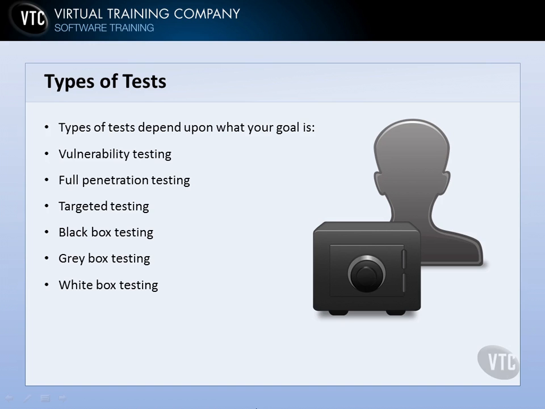So you'll hear these terms tossed around a lot in CEH classes, maybe even on the exam, in security literature, documents, and so forth, and just in the community. So it's a good idea to know what these things are and what they mean. We have vulnerability testing, full penetration testing, targeted testing, black box testing, gray box testing, and white box testing. Let's go ahead and take a look at what some of these are.